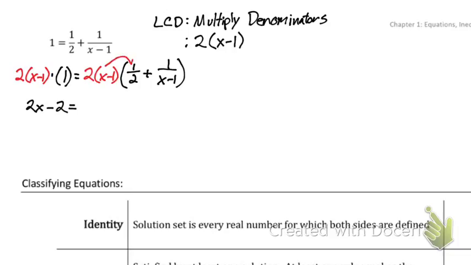Now remember what happens here. This is the whole point of multiplying them out. If I put this on top, we'd have 2 times x minus 1 over 2. Our 2's would cancel out, and we'd just be left with x minus 1. Then we'd multiply this on top. We'd have 2 times x minus 1 over x minus 1, so the x minus 1's would cancel out. So we'd be left with a positive 2 when we actually did this multiplication.